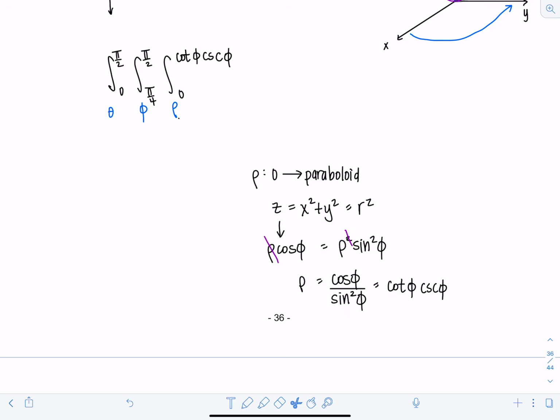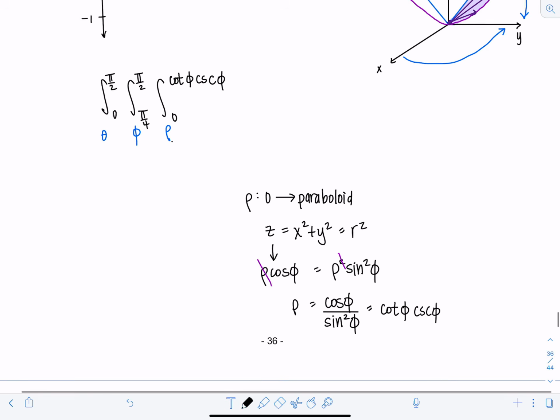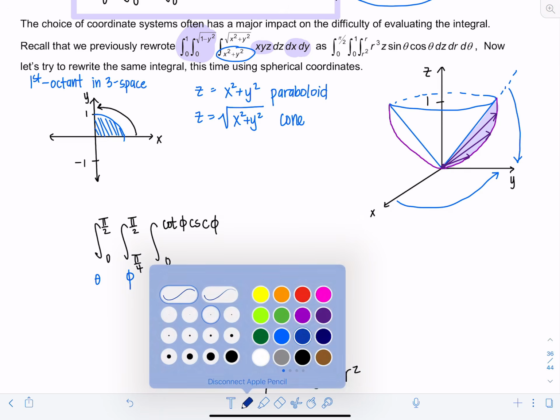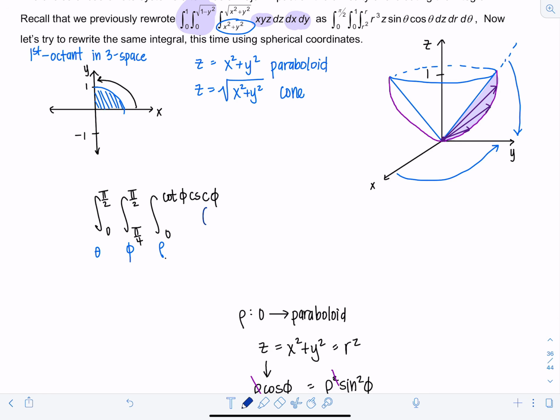Now let's fill in the rest. Move this out of the way. So let's see here. What was the integrand? The integrand was, oh my goodness, x, y, z. So we got to switch that now. Okay, so x is going to be rho sine phi cosine theta. Y is going to be rho sine phi sine theta. Z is rho cosine phi. And then dv, rho squared sine phi, d rho, d phi, d theta.